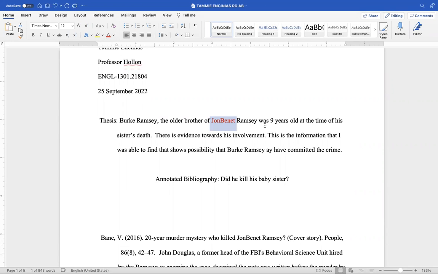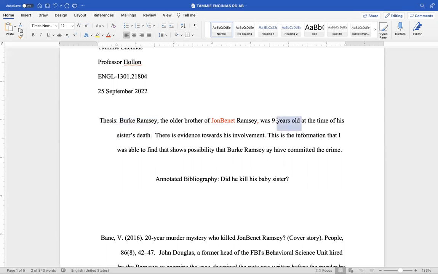The older brother was okay. Okay, so then you want to put a comma here because where it says the older brother, John Benet Ramsey, that's an appositive that adds to the meaning of the proper noun here. In this case, it is Burke Ramsey. An appositive is something that gives more meaning, but it could be taken out just as well. So you could say Burke Ramsey was 9 years old.